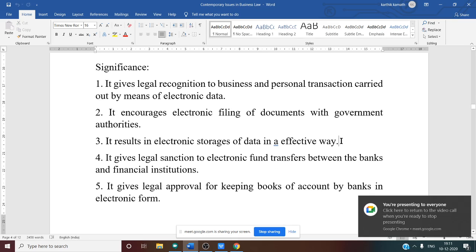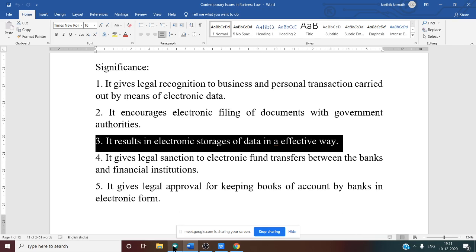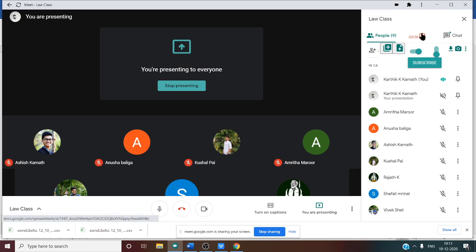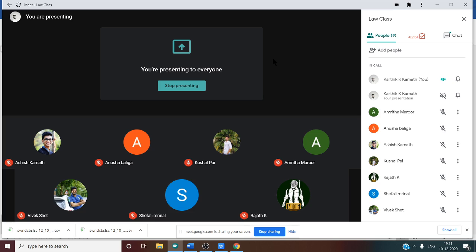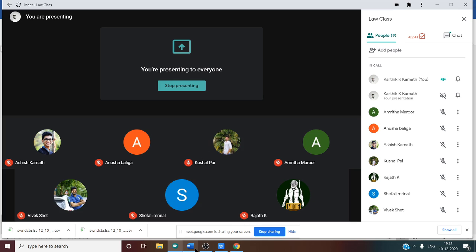If you see, it results in electronic storage of data in an effective way. So we talked about cloud storage. What do you mean by cloud storage? I told you, with the help of an internet connection, we can store data, that is e-mode of storage of data. For example, Google Drive, where you can store your data, and it doesn't consume your phone memory or laptop memory, because in that cloud a specific storage limit is given. It may be 100 GB, 500 GB, or 1 TB, etc.